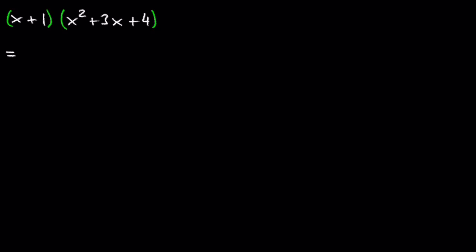It's always the same to multiply polynomials. Just make sure that you multiply each term of the first polynomial by each term of the second polynomial. x times x squared is x cubed. x times 3x is 3x squared. x times 4 is 4x.